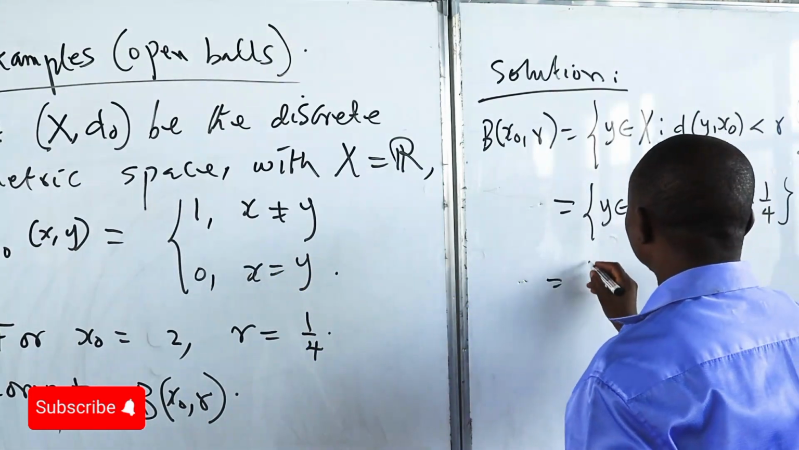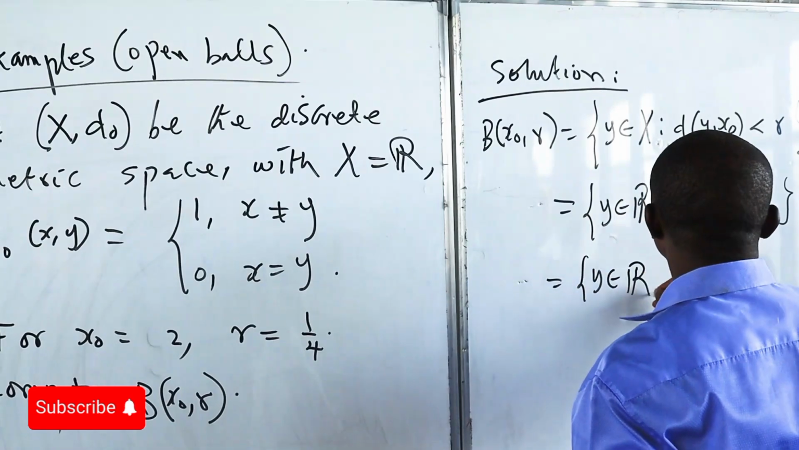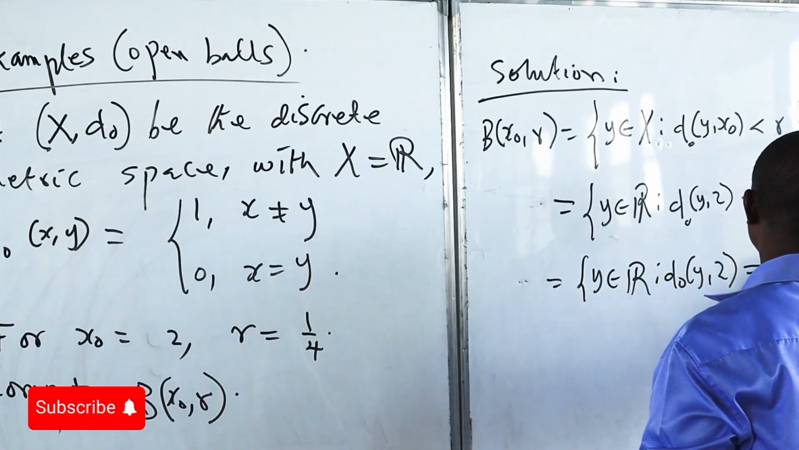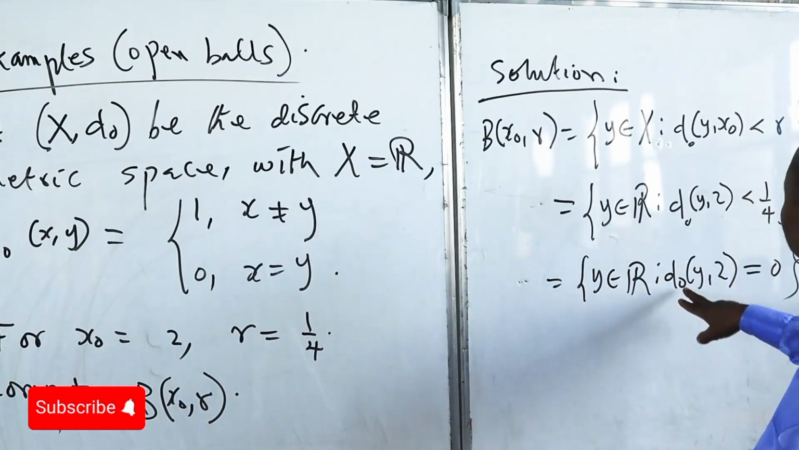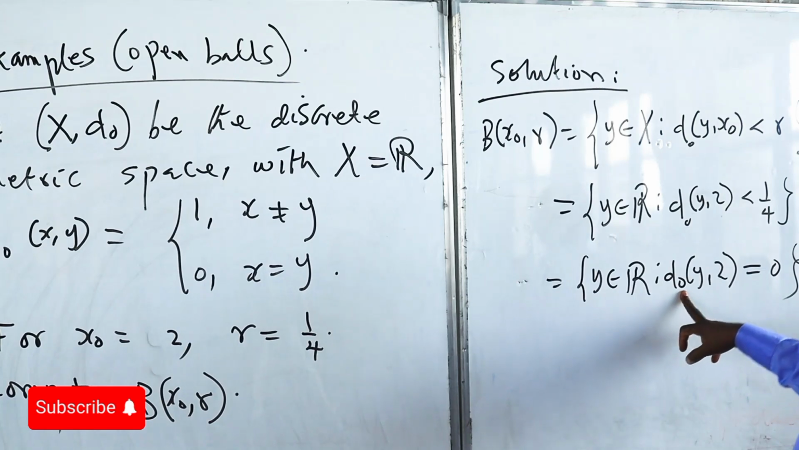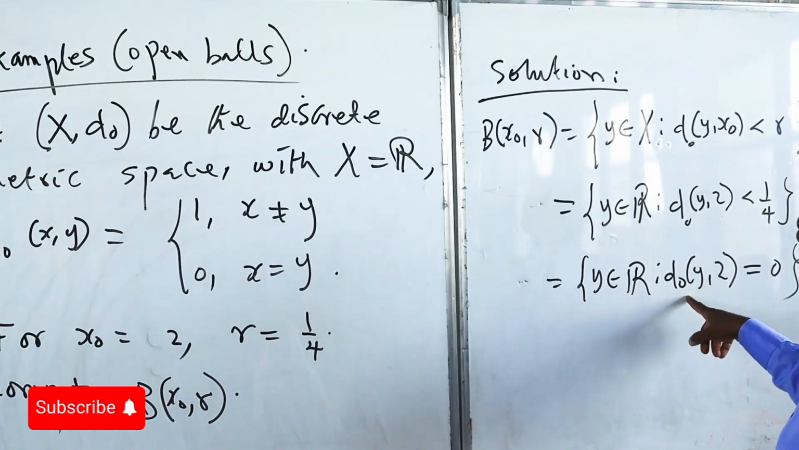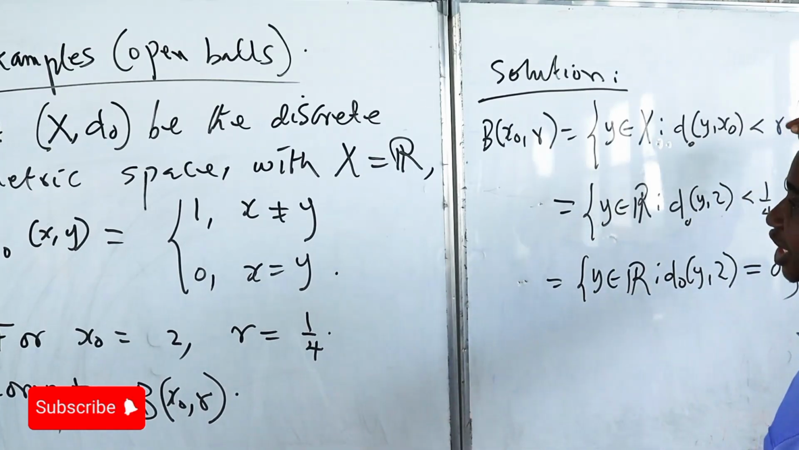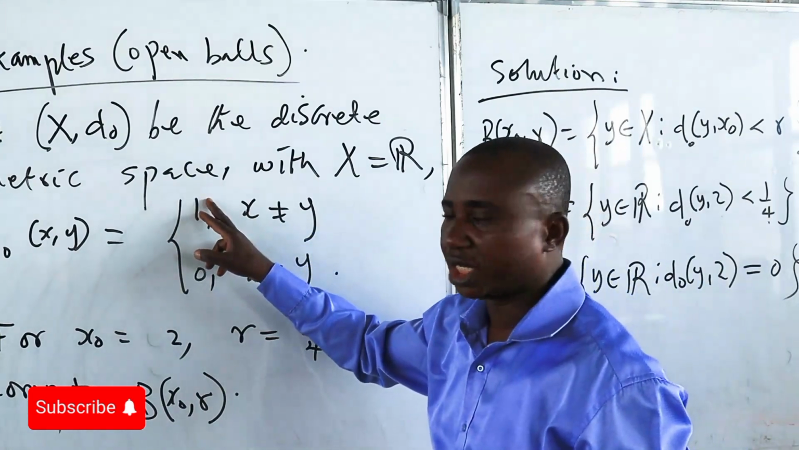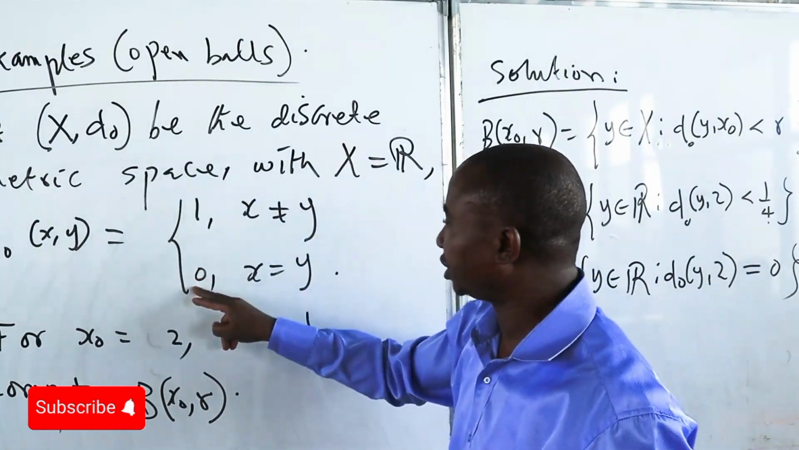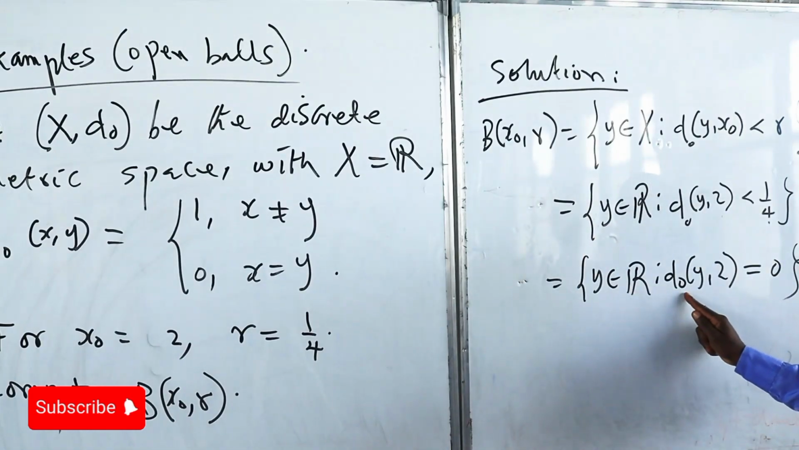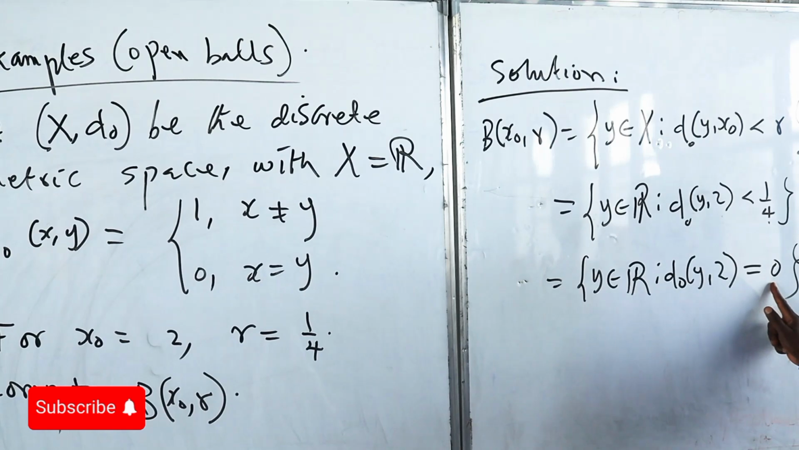Therefore, this is the collection of all y in R such that d naught of y comma 2 is equal to 0, because this can only give us 2 values. We have ruled out the possibility of giving us 1, because this restricts it from being more than 1/4. And so since it's not up to 1/4 even, it cannot be equal to 1. And so the value it gives us is 0. And that is why I'm right that this is all y in R such that d naught of y comma 2 is equal to 0.